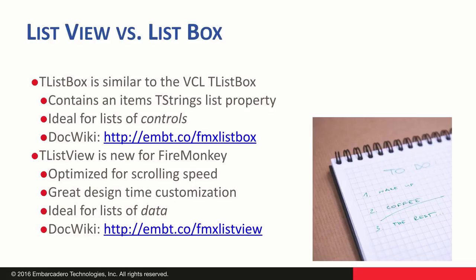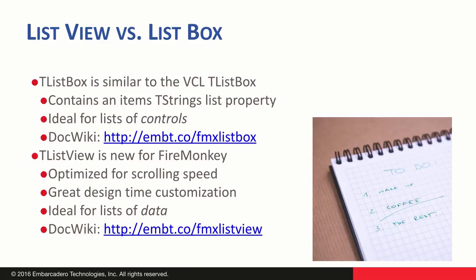All right. And then in FireMonkey, they said, you know what? The list box doesn't scroll very fast because it's so flexible. You can put anything you want into it. So they came up with the list view. Now there is a list view in VCL that's completely different. They just happen to have the same name. But the list view that's new to FireMonkey is specifically designed to be very, very fast to scroll.